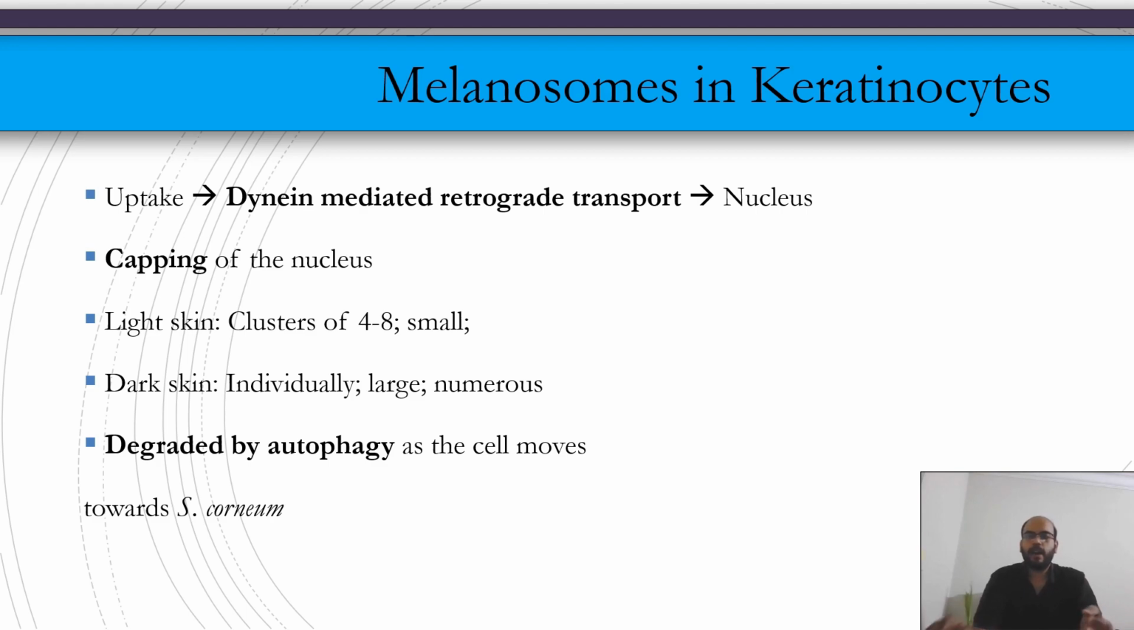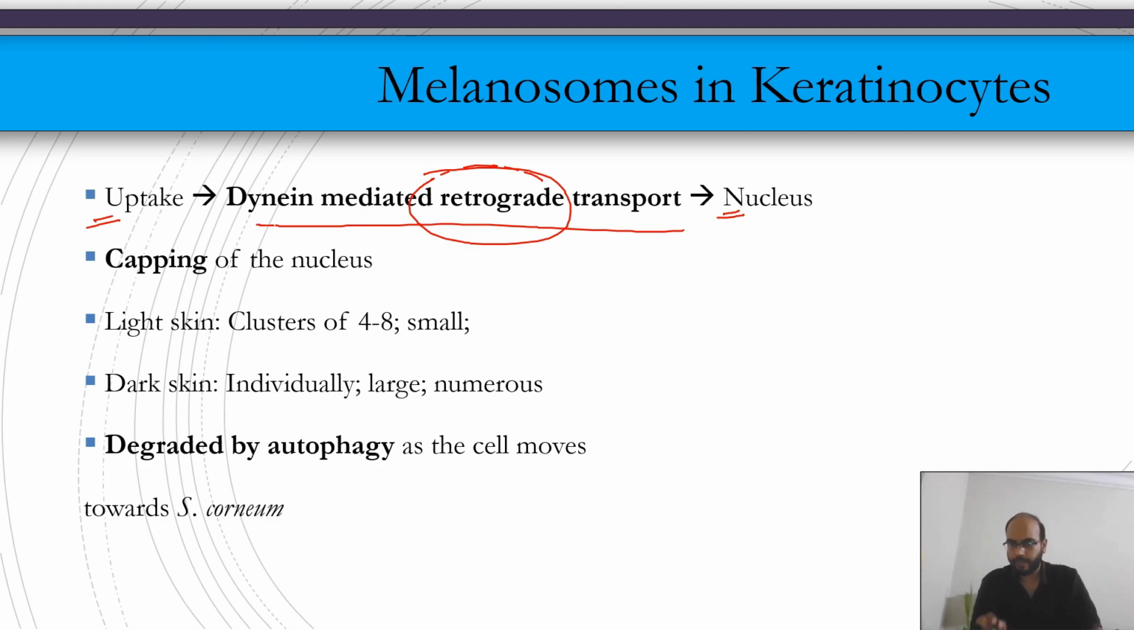So now the melanosomes are there inside the keratinocyte. Okay. They are taken up by the keratinocyte and then, using dynein-mediated retrograde transport, reach the nucleus. Retrograde means from the periphery towards the nucleus. So if this is the cell and this is the nucleus, this is known as anterograde, and this is known as retrograde, backwards. So there is retrograde transport, which is mediated by dynein. All the melanosomes are collected on top of the nucleus, and that is known as capping of the nucleus. In other words, like a cap, they cover the nucleus. Okay.